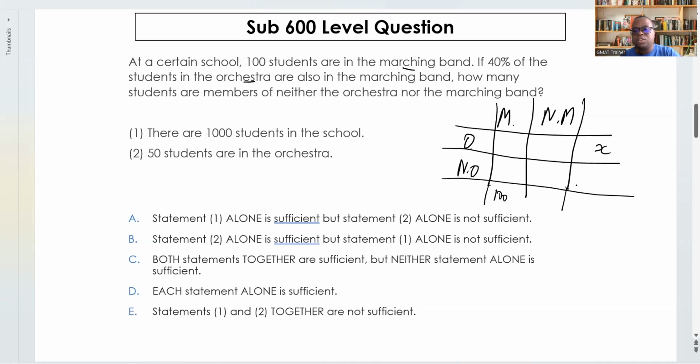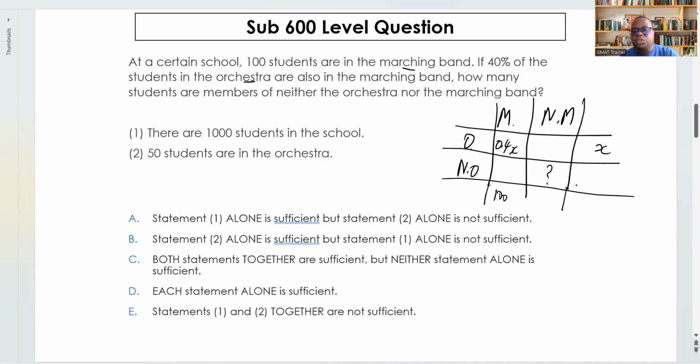So of the students in the orchestra, some are in the marching band, some are not in the marching band. So 40% are in the marching band, that is 0.4x are in the marching band. How many students are members of neither the orchestra nor the marching band? So not in the marching band, not in the orchestra. That is this section right here.